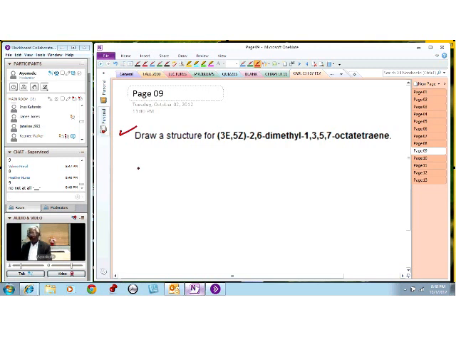Okay, so what they want us to do here is to draw the structure for this molecule, 3E, 5Z, 2,6-dimethyl-1,3,5,7-octatetraene. The question I have for you is, how many carbon atoms do you have in the longest chain of this molecule? 8. Okay, so let us go ahead and do that. Draw the 8 carbon atoms.